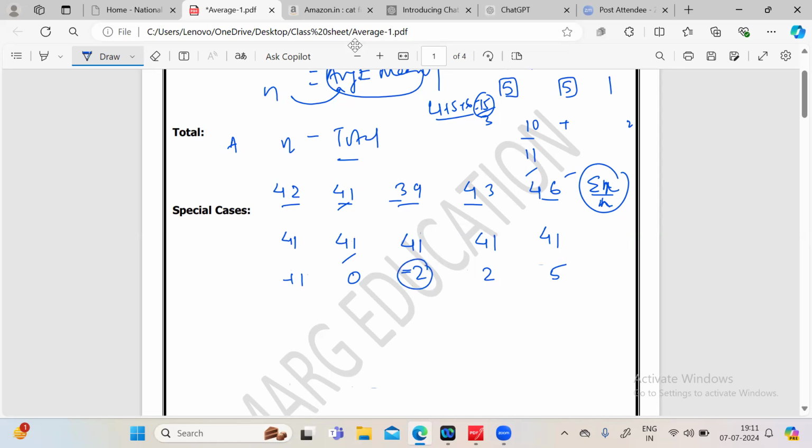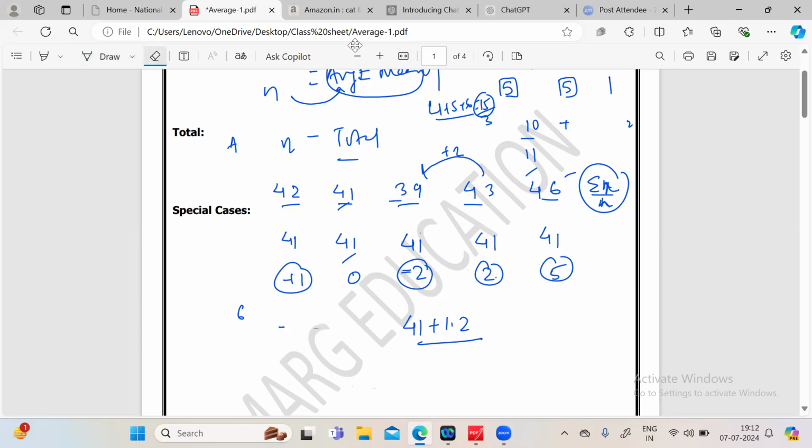So this minus 2 and this plus 2 will be compensated. Like this, we'll be providing 2 from this place to this. And then the extra part that I'll be left with is 5 plus 1, which is 6, which I'll be dividing into 5 parts so that each part will get 1.2. So the average of the given observations will be 41 plus 1.2. So this is the way we can calculate average if we don't want to add all the figures.